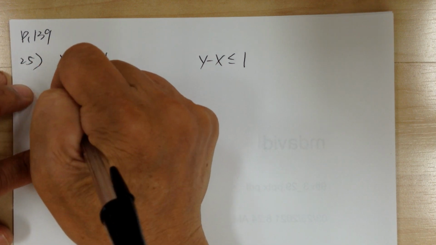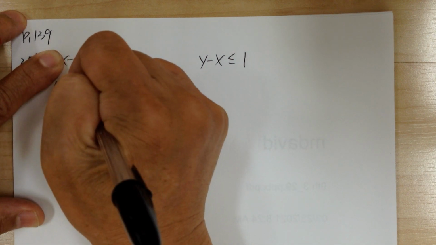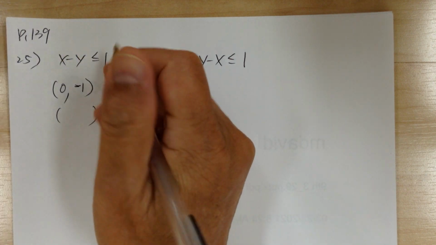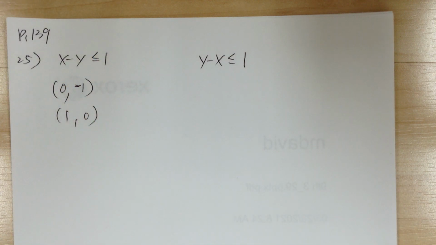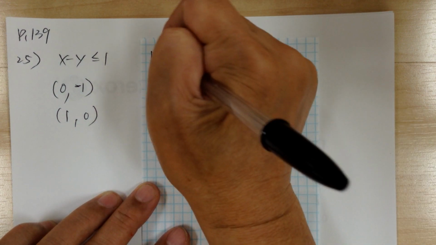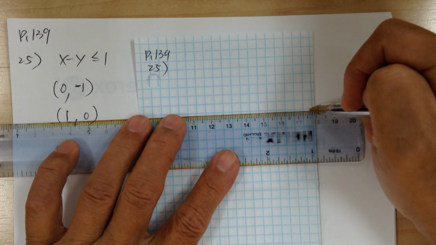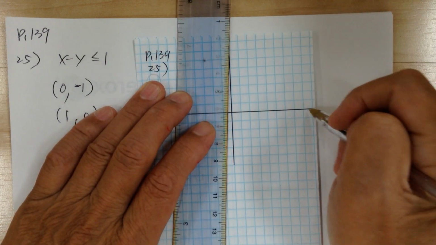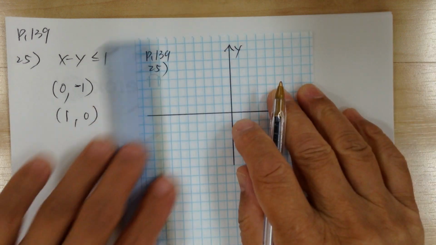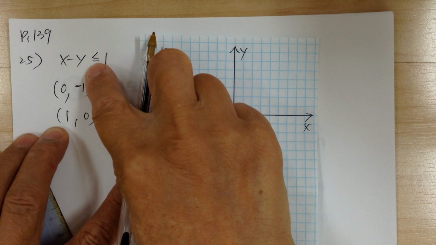So if you did x equal to 0, okay, then you have to multiply both sides by negative 1, so y will equal to negative 1. And if you did y equal to 0, so this is gone, so x will equal to 1. So we can graph that. So you got 0, negative 1, and you got 1, 0. And this is going to be a solid line.